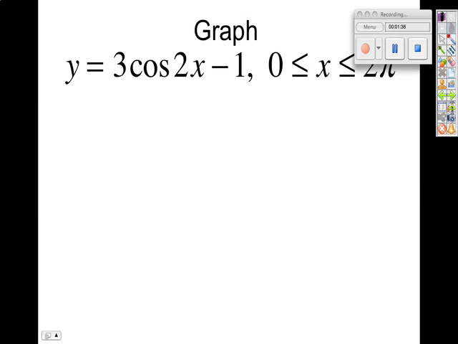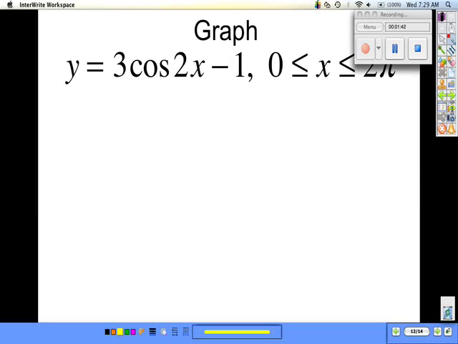So I want to graph 3 cosine 2x minus 1 on the interval from 0 to 2 pi. So I'm going to start with making an axis, xy, and the 3 is the amplitude. So I'm going to mark off 3 up and 3 down.